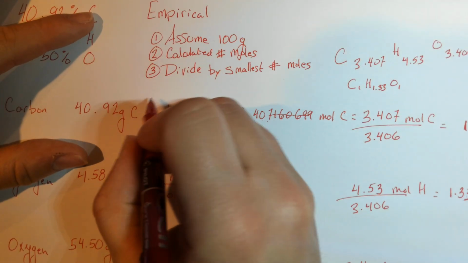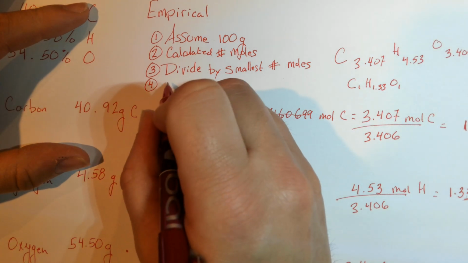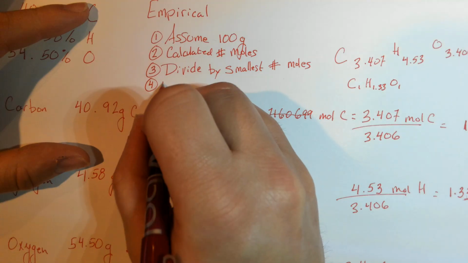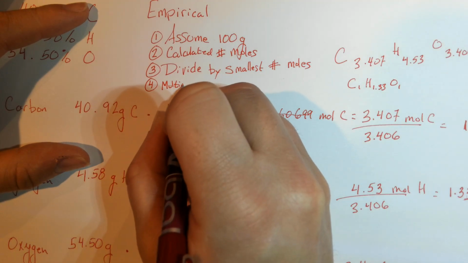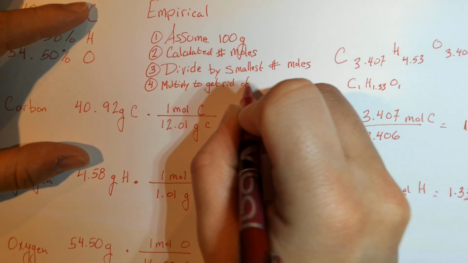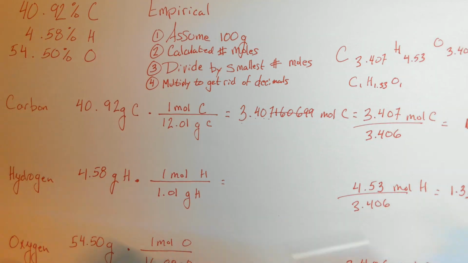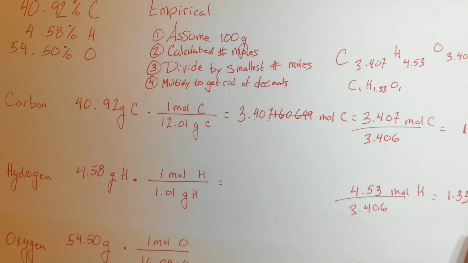So the 4th step here is going to be, if we need to, only if we need to, we can multiply to get rid of decimals. Great. So we'll multiply everything by 3. And that will give us a ratio of 3 to, I believe that's 4, but it's late where I am, and I want to make sure that I'm doing my mental math right. Yes, to 4 to 3.